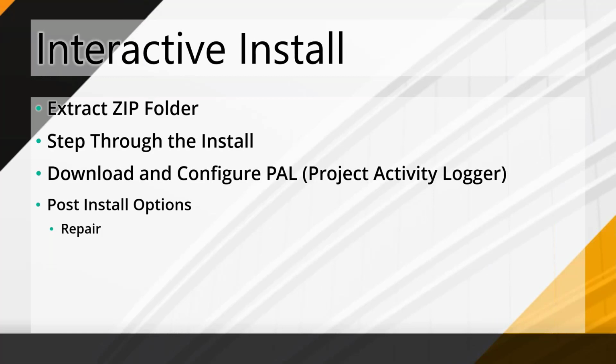If you choose to take advantage of the project activity logger, or as we call it, PAL, there's another file that needs to be downloaded from the portal as well, and located in the licensing folder. We'll walk through that. And then there's a single post install option to run a repair if for whatever reason something's acting up, or something interrupted the install and something's not working as expected. We can run a quick repair, see if that checks it out. And I'll show you about that too.